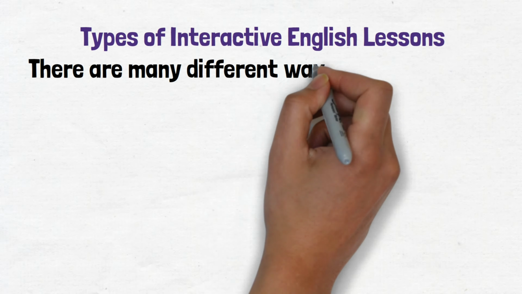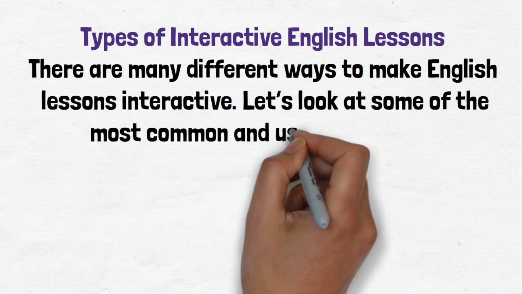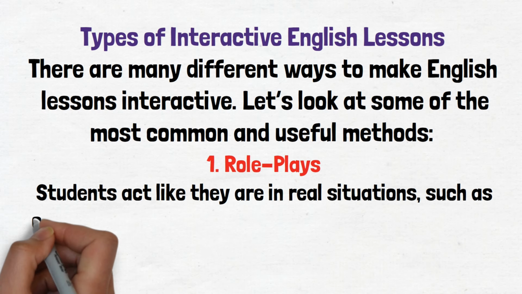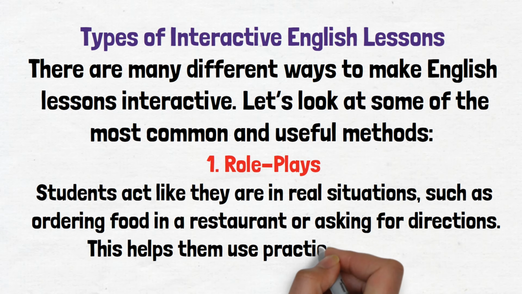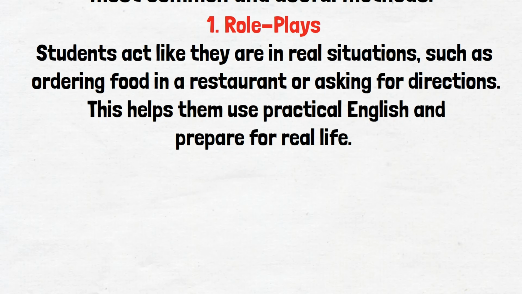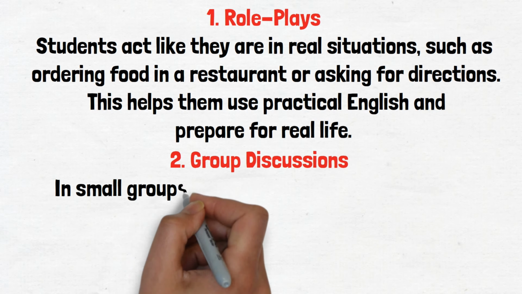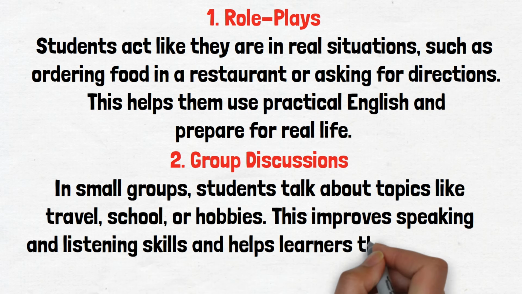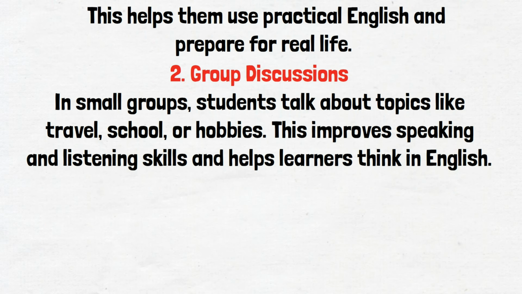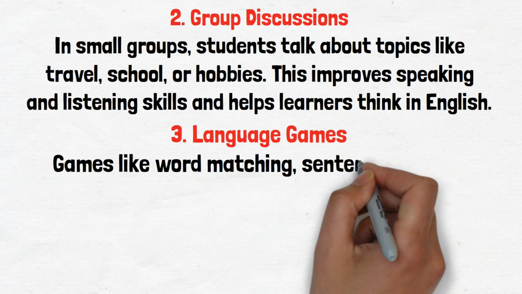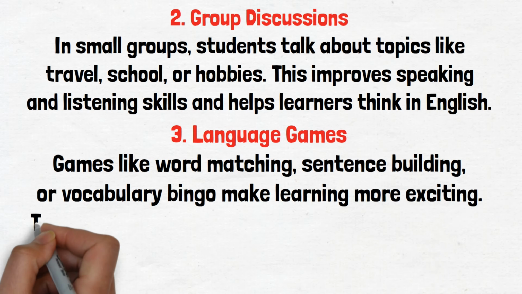Types of interactive English lessons. There are many different ways to make English lessons interactive. Let's look at some of the most common and useful methods. 1. Role plays. Students act like they are in real situations, such as ordering food in a restaurant or asking for directions. This helps them use practical English and prepare for real life. 2. Group discussions. In small groups, students talk about topics like travel, school, or hobbies. This improves speaking and listening skills and helps learners think in English.